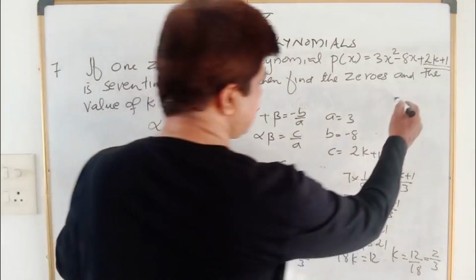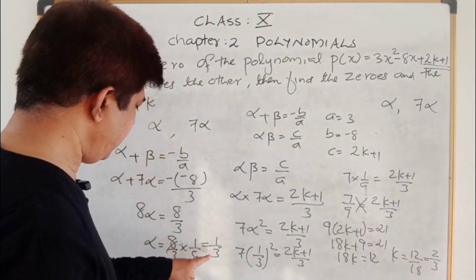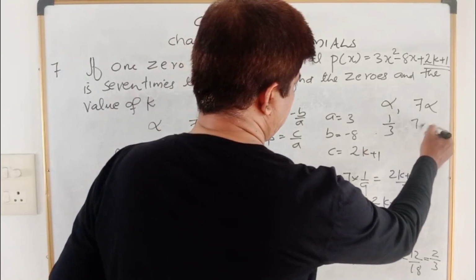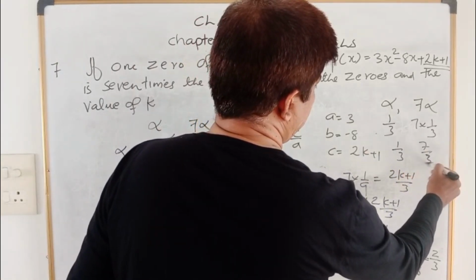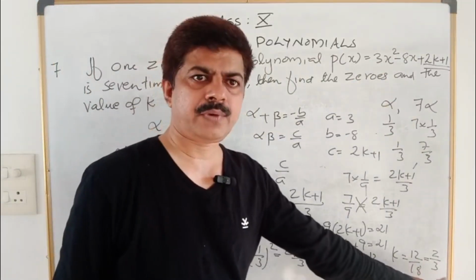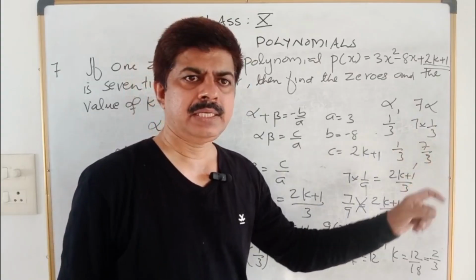We have taken two zeros, alpha and 7 alpha. So we have the value of alpha as 1 by 3, and 7 into 1 by 3. So these are the two zeros of this polynomial. Now we got the value of k as 2 by 3, and the two zeros are 1 by 3 and 7 by 3.